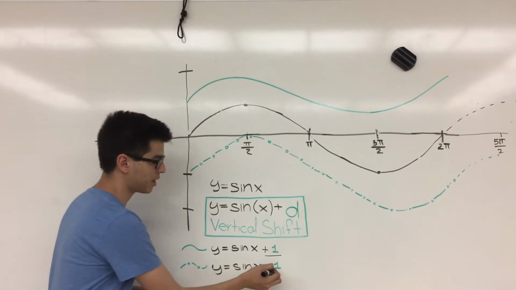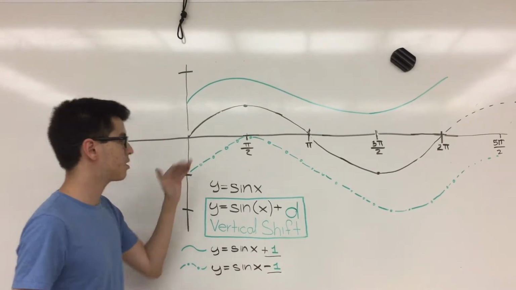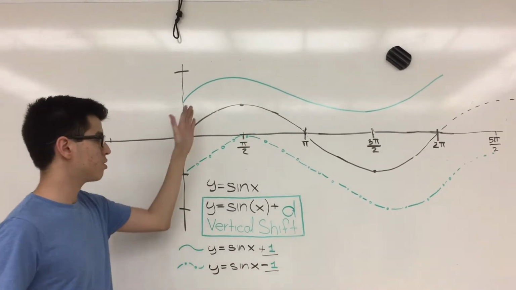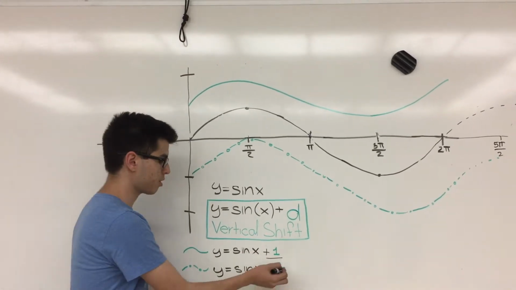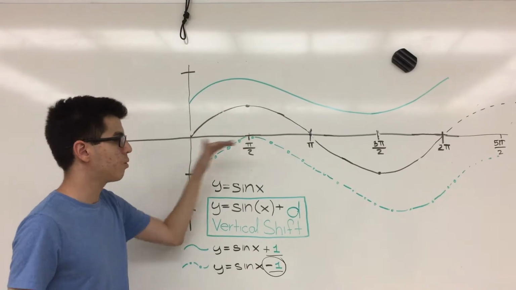And if the function has a negative number added outside, it means that the parent function will shift down by the number of units that it says on the function. For example, in this function it says minus 1, which means that the function will go 1 unit down.